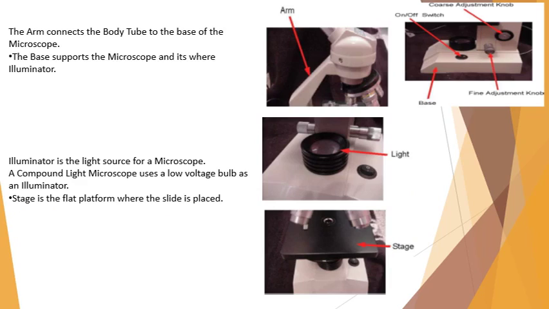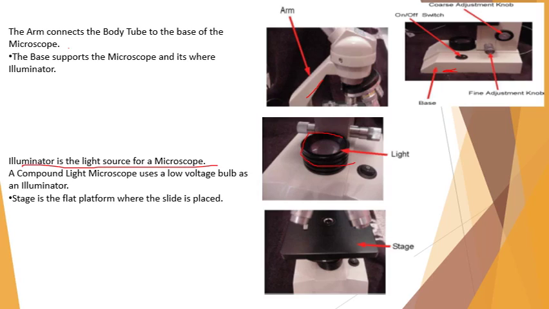Here we have an arm or neck, as I already told you in the previous slides. So the arm connects the body tube to the base of the microscope. And similarly, we have a base. This one is the base. The base supports the microscope, and it's where the illuminator is. The illuminator is the light source for the microscope. Here we have an illuminator.